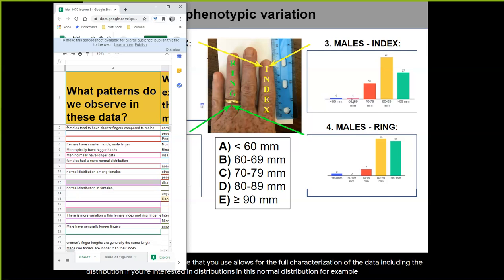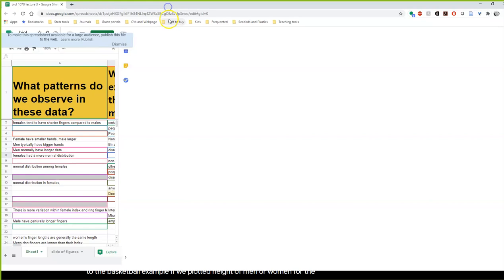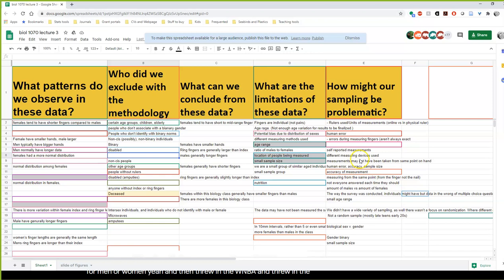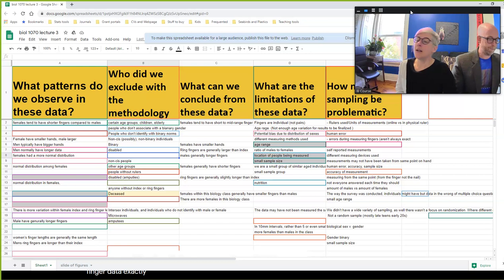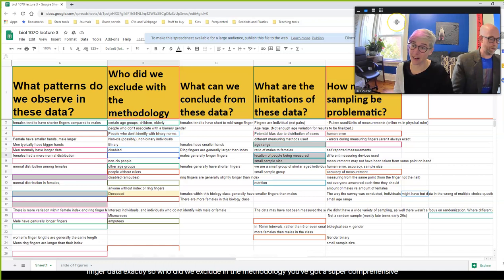Tie that back to the basketball example. If we plotted height of men or women for the NBA, for the total population of men or women, and then threw in the WNBA and the NBA, those would change the distribution. We'd see the exact kind of clumping that you've seen here with the finger data. So who did we exclude in the methodology? You've got a super comprehensive list here as well. Good stuff.